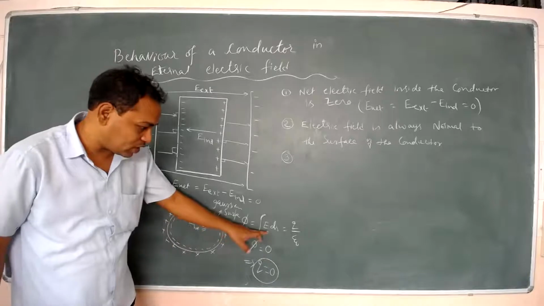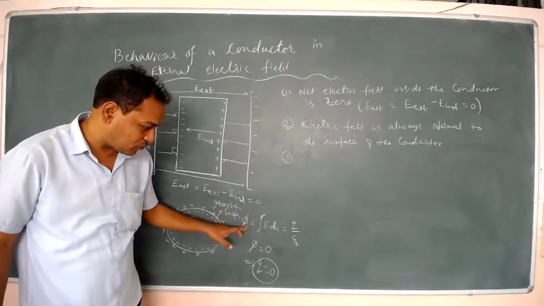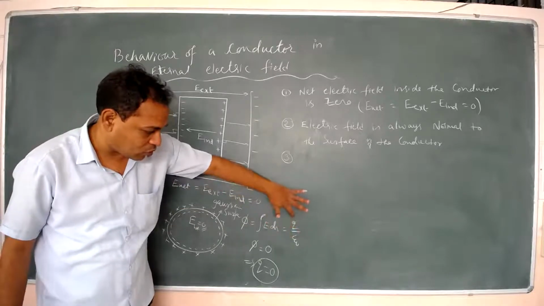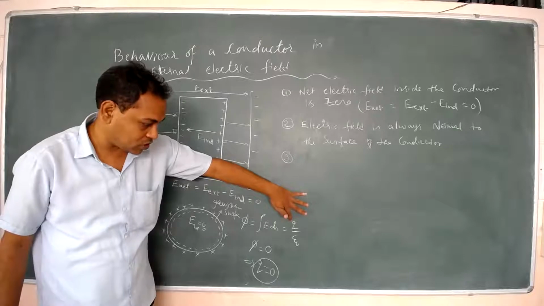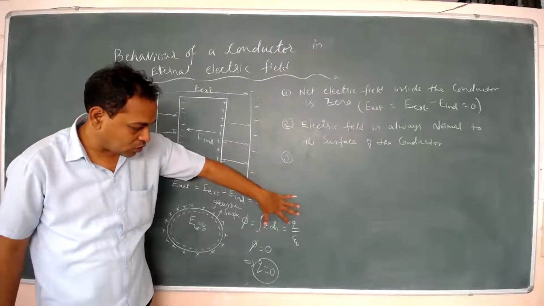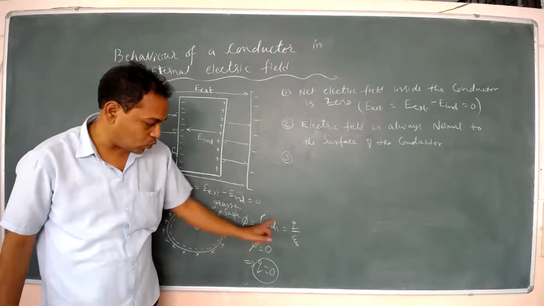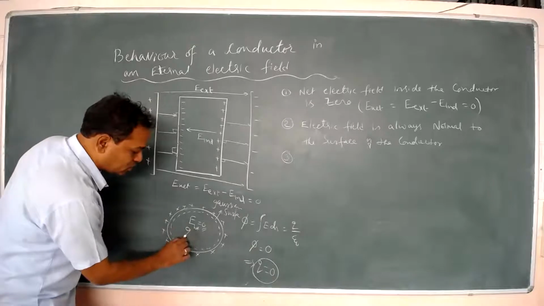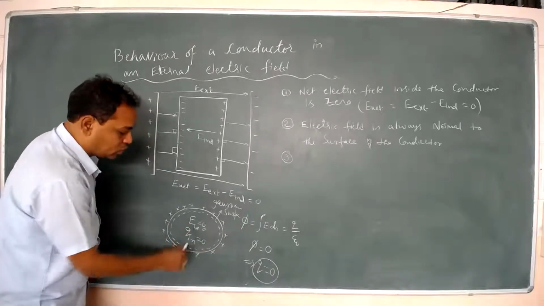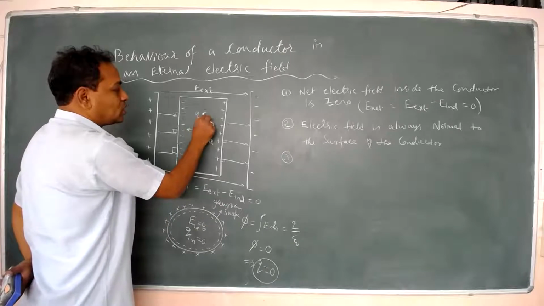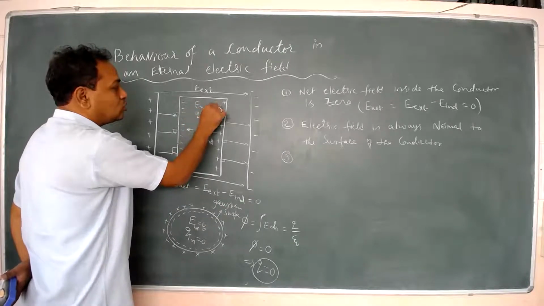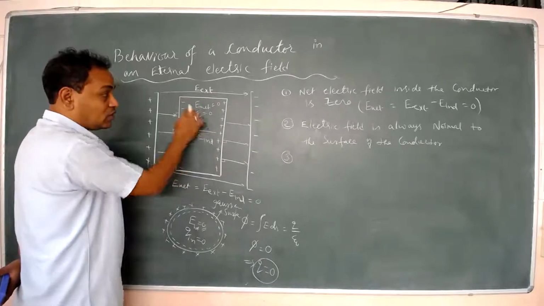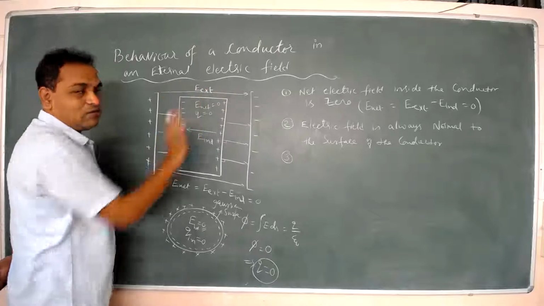From the first point, the electric field inside is 0. If E is 0, the flux phi is 0. If the flux phi is 0, then from Gauss law, phi equals Q by epsilon naught, so Q is also 0. Why? Because these two are equal. So inside, no charge will be there. E net is 0 and charge is also 0, when the conductor is placed in an external field.